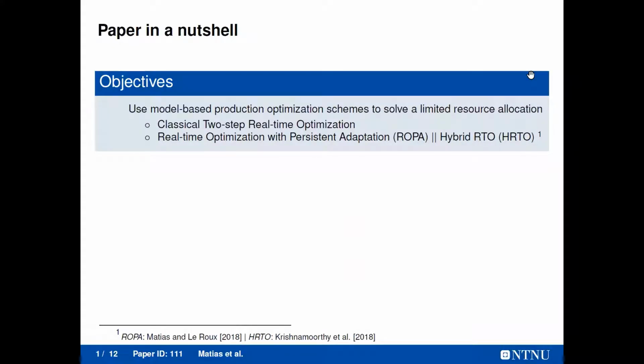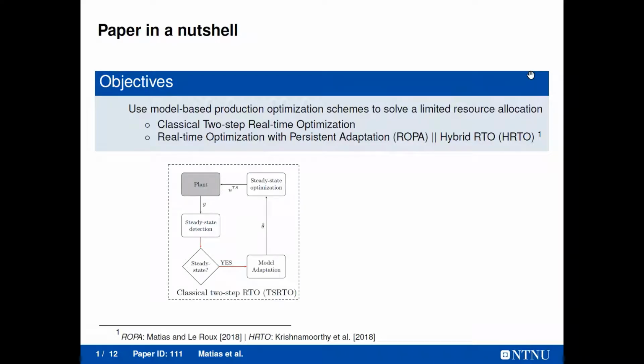The main objective was to use two model-based production optimization schemes to solve a limited resource allocation problem using two different methods, the classical two-step RTO and real-time optimization with persistent parameter adaptation, ROPA. Here is a simple diagram summarizing the classical two-step RTO. This method, as the name indicates, is based on two steps. First, you adapt the model to the current plant state, then you use the updated model to optimize the plant.